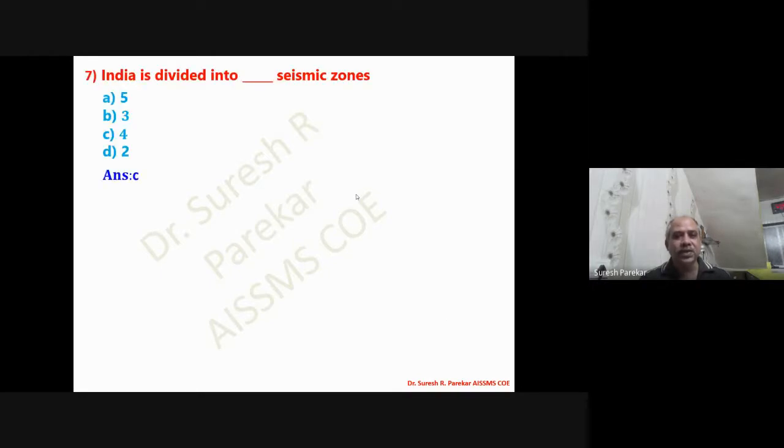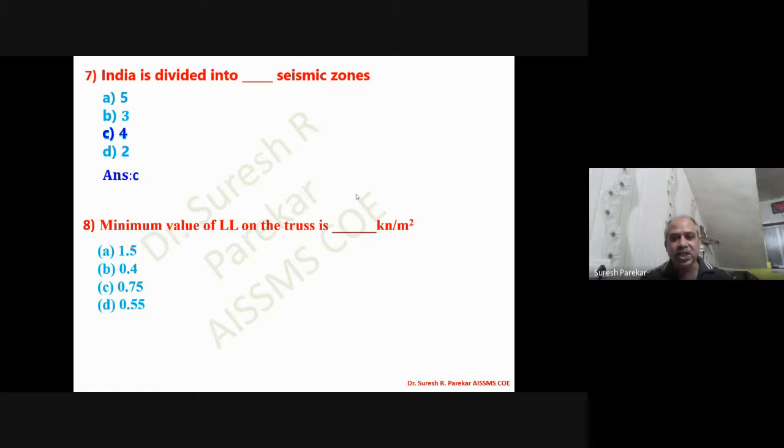India is divided into 4 zones. Before this, we have 5 zones. Now these are merged into 4. The minimum value of live load on the truss is dash dash kilonewton per meter square. So that is 400 Newton per meter square. Here we have kilonewton per meter square, so option is B, 0.4.